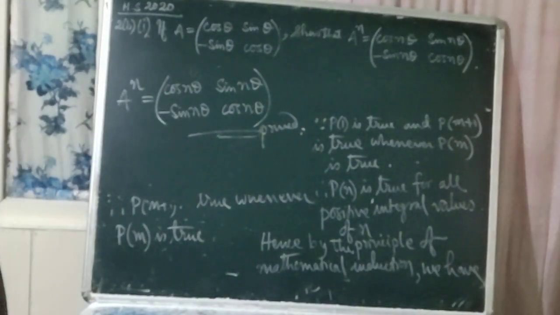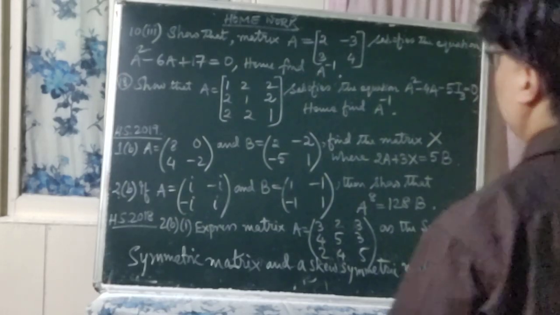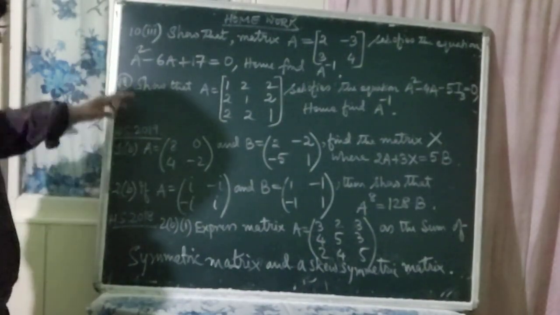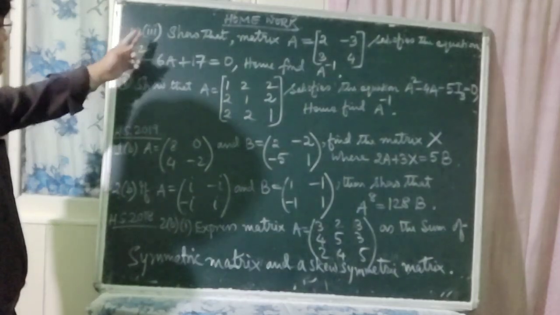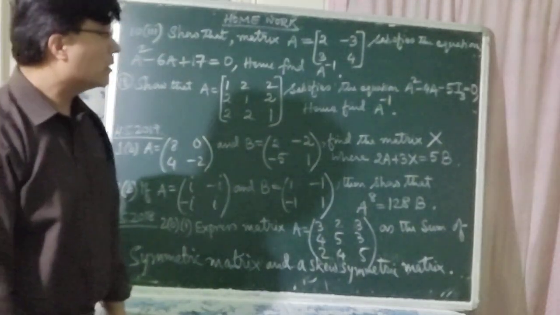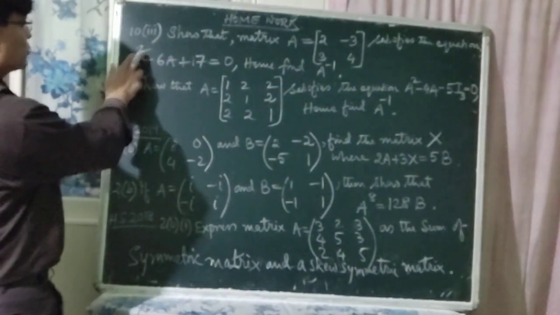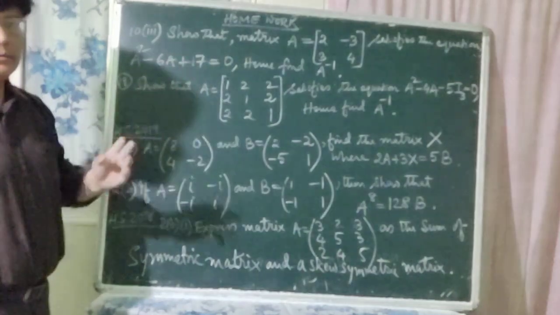Okay. So now I'll give you the homework. These two questions are from the book, and this is from the HS question paper. You can do them. Question number 3: the matrix A, a second order matrix, is given as 2, minus 3, 3 and 4. Show that it satisfies the equation A square minus 6A plus 17 is equal to the null matrix O. You prove LHS is equal to the null matrix first.